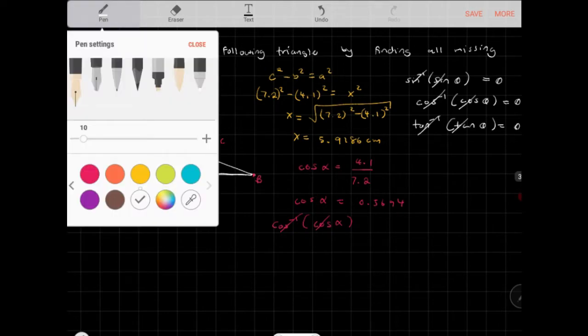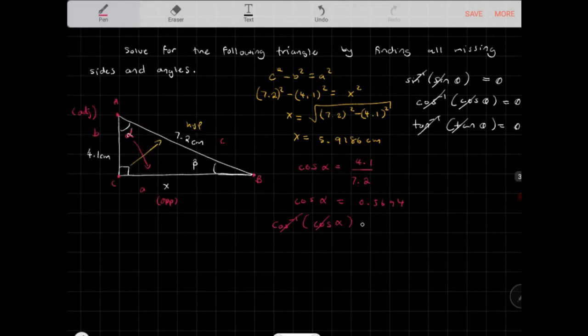But whatever you do to one side of the equation, in order to keep it the same, you have to do it to the other side. So cosine inverse of 0.5694. So now you can see that alpha is equal to the cosine inverse of 0.5694. And if I punch this in my calculator, you should see that alpha is equal to 55.29 degrees. I'm going to round to the nearest degree, so let's do 55 degrees.